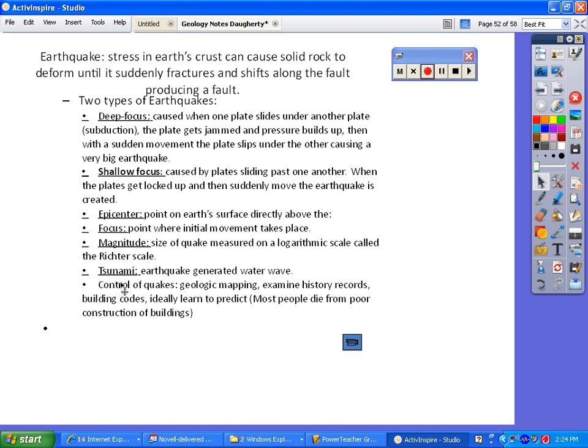A big thing is improving on building codes, because as this last item says, most people actually die from poor construction of buildings. So just building sturdier buildings, educating people on what to do in earthquakes, that's really going to help save a lot of lives when it comes to an unexpected earthquake occurring. And scientists are hoping to be able to predict them better, but up until this point, we really don't have any indication until right before it's getting ready to occur. So we're trying to create a system where we can predict them a little bit better.